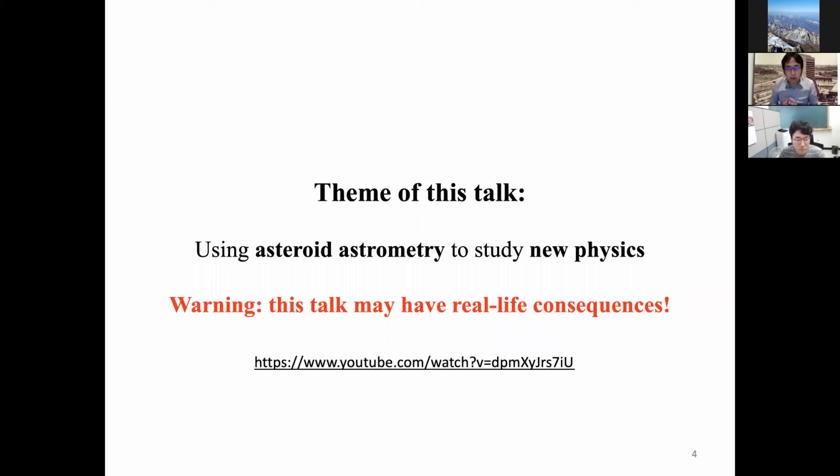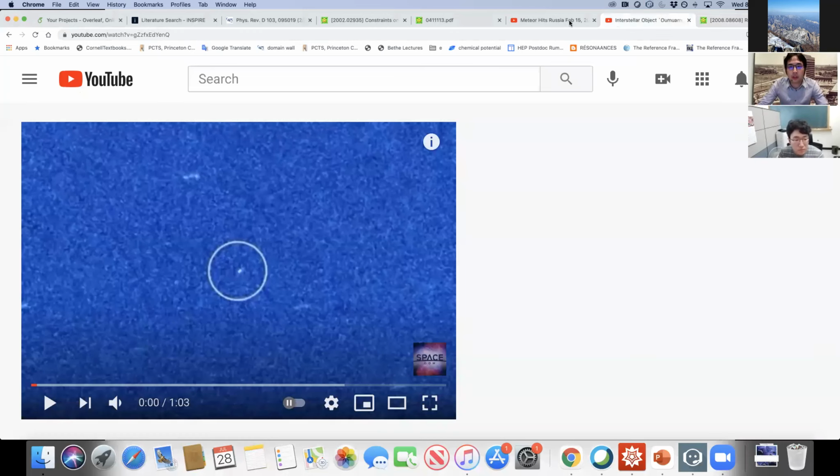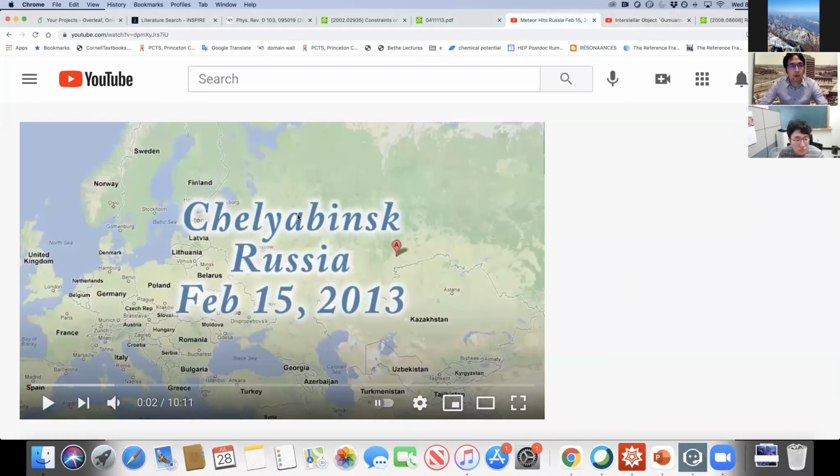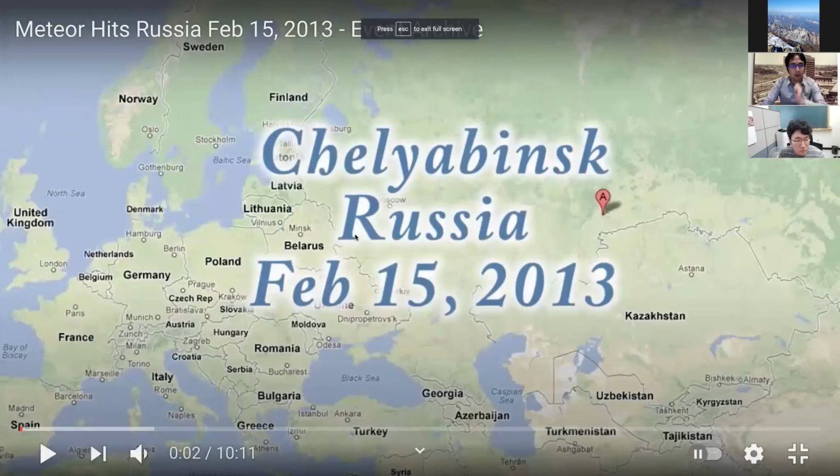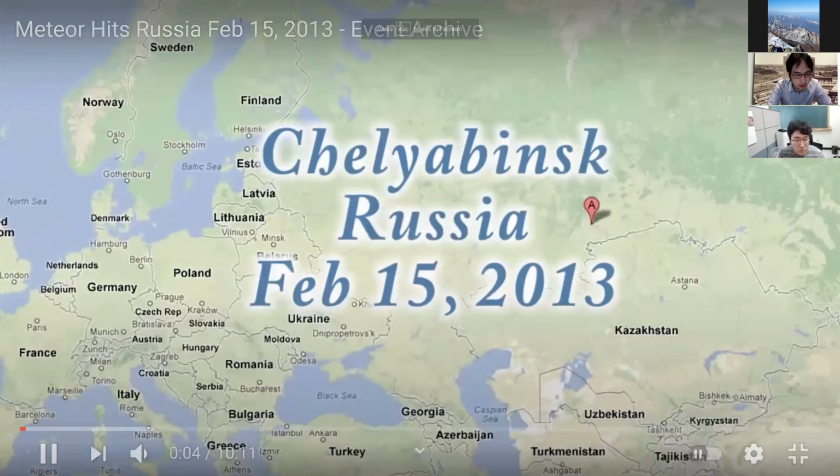So the main theme of the talk today is to use asteroid astrometry to study new physics. Astrometry means studying the location of objects, and maybe also the velocity and the time of these objects. Asteroids are very, very well studied for the following reason. So let me show you why asteroids are so well studied. Actually, maybe I should turn this off so I don't keep looking at this. Okay, so let me share this. Yeah, so this is a video that is very interesting. So you can watch. Let me turn on the voice.